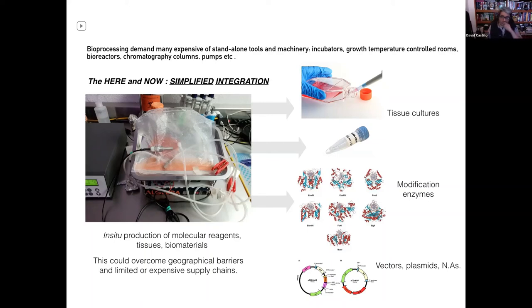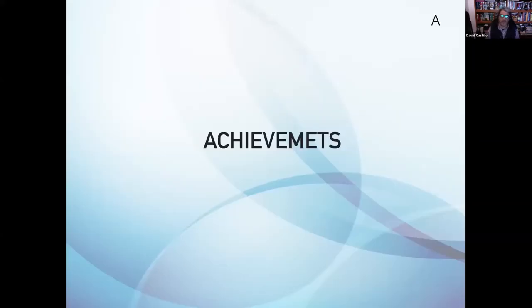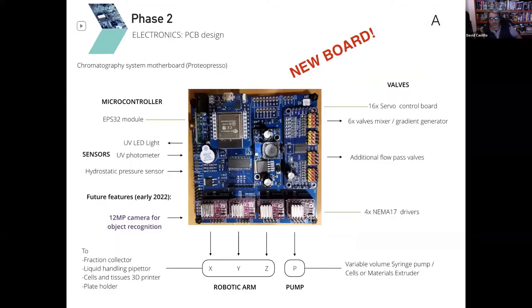The capabilities of this device are for producing tissue cultures, producing enzymes for modification, could be restriction enzymes, vector, plasmid, nucleic acids, and many more. So what are the achievements at this point? The achievements are that we have created a new board. This is the new board that we'll be incorporating into another system.